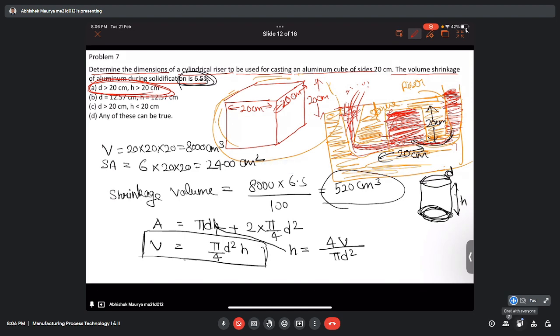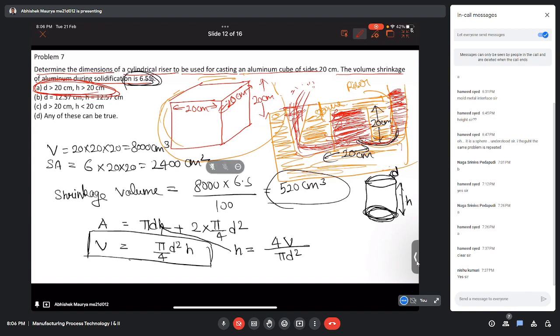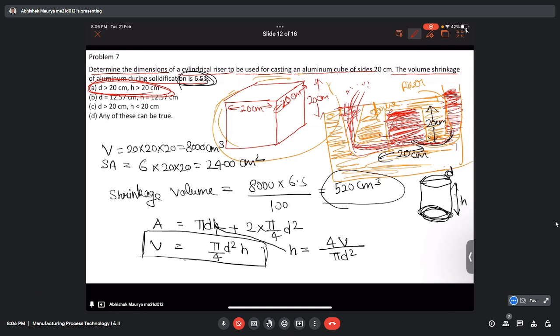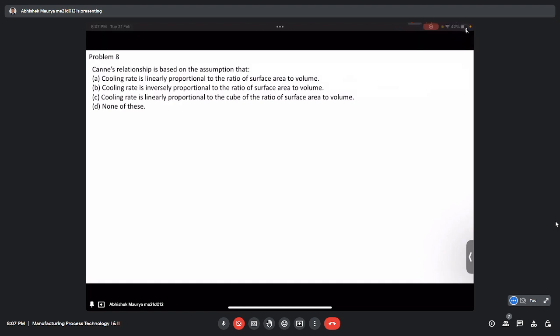Is it clear to everyone? Please give your response in the chat. If you have any confusion in any step, please ask me. Okay, if it's clear to everyone, now let's quickly move to the last problem of the day. Please read it and try to give your response in the chat box.